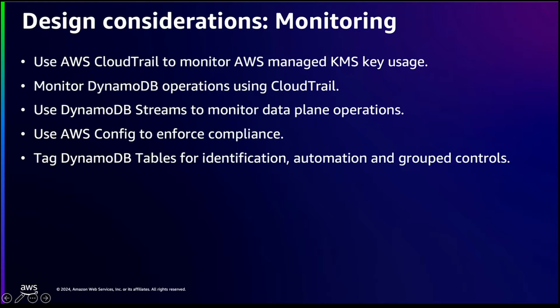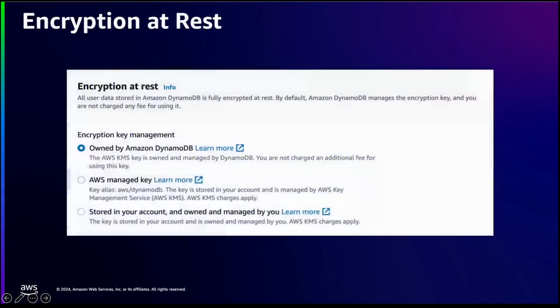For the encryption at rest, you have three different options. Remember, your tables will always be encrypted. You can use an AWS KMS key owned and managed by DynamoDB. It is free to use. You can use AWS managed keys, where you will have a key called aws/dynamodb, which will be stored in your account, but it will be managed by AWS Key Management Service.